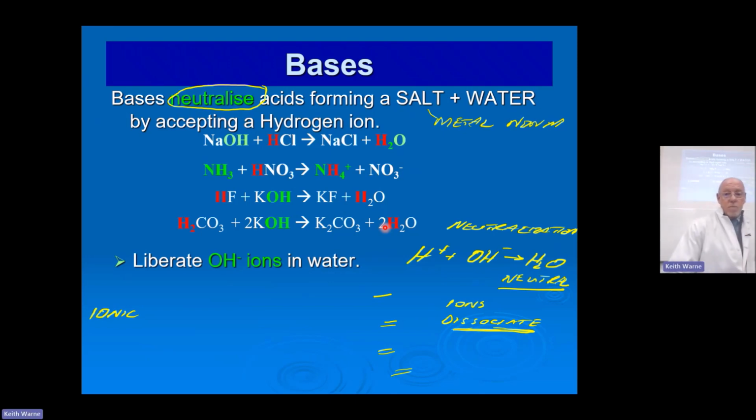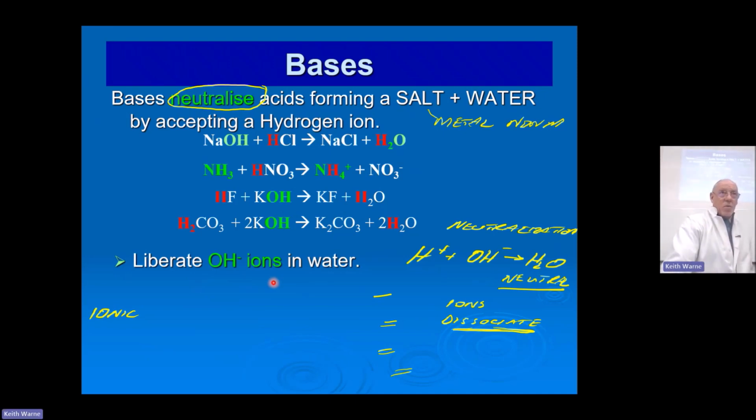So what do bases do? Now, there's two definitions of bases, which I've set out for you nicely in the notes. We'll go through them a little bit. I've basically got both of them on this page. Bases give you OH minus ions. They give you hydroxide ions when you put them in water.